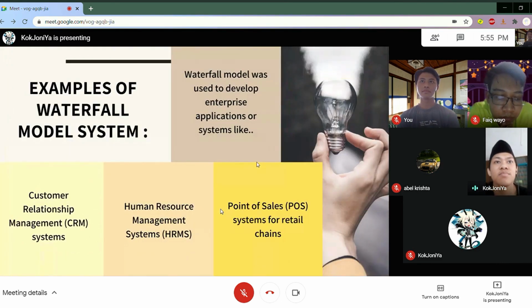So this is an example of waterfall model systems. The waterfall model was used to develop enterprise applications or systems like the customer relationship management, or CRM, system. Second, the human resource management system, or HRMS. And the last one is point of sales, a system for retail chains.